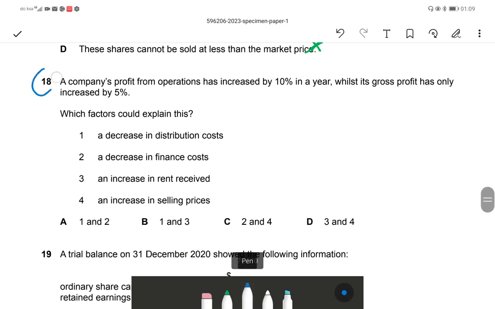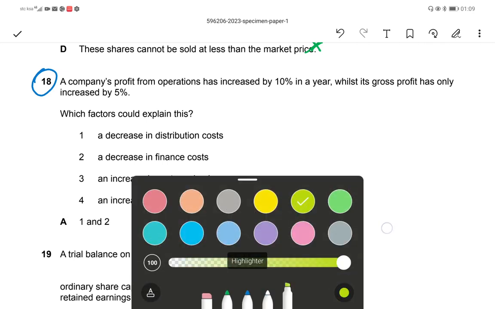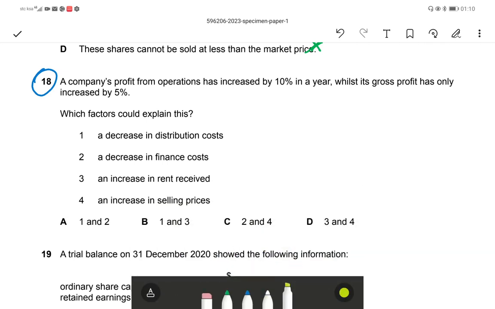Next, 18. A company's profit from operation has increased 10% in a year, while the gross profit has only increased by 5%. So gross profit increased only 5%, but profit from operation increased more, which means the cost control must be very good. Which factors would explain this? First one, a decrease in distribution cost. Distribution cost decrease means expenses decrease, so profit will increase.